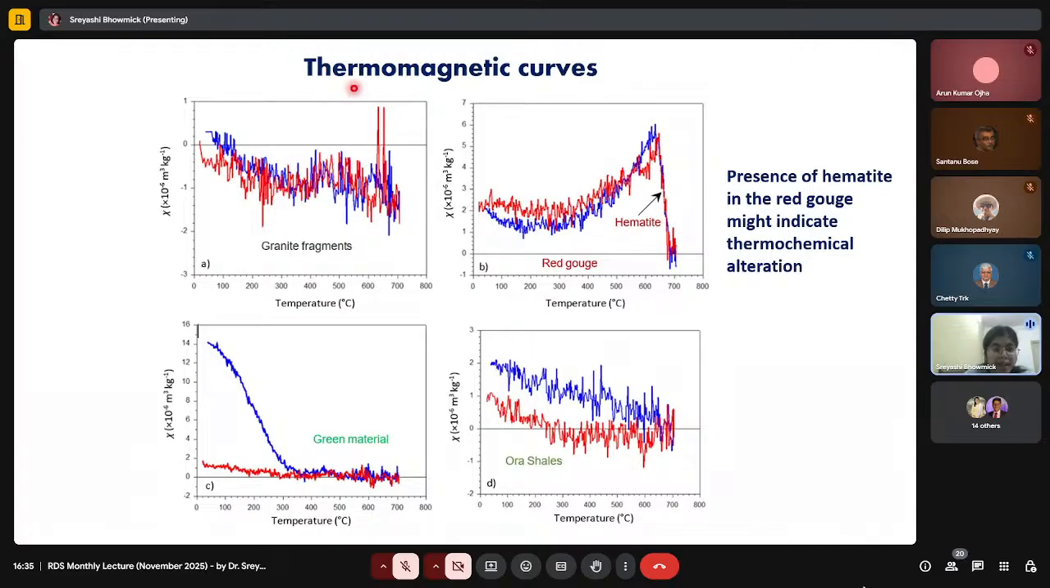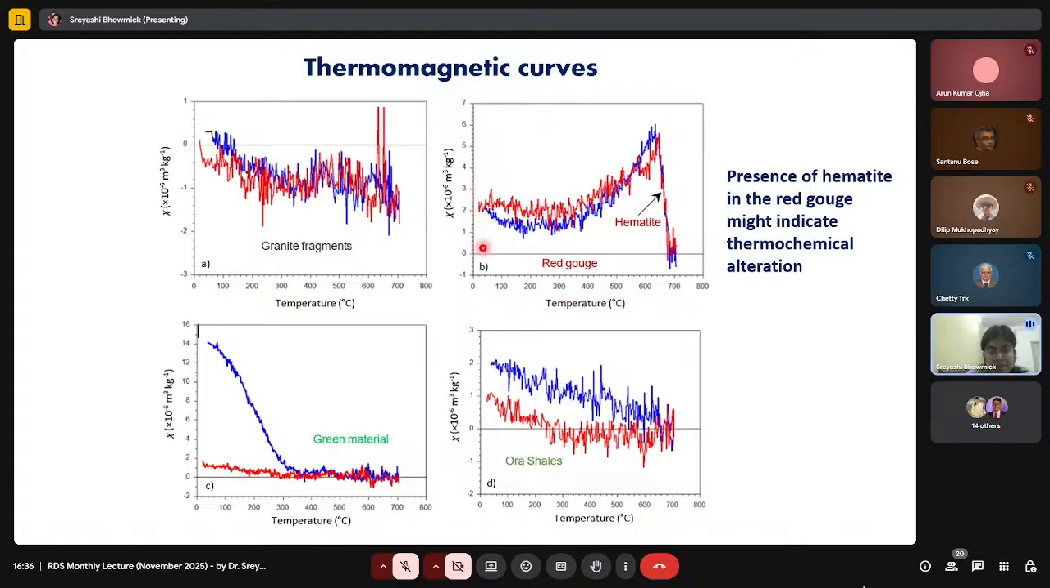So here we tried to investigate the magnetic properties, and we were mostly interested in the red gouge and the green material. Other than these two, we also used the granite fragments and the shales as reference samples. But we did not get a very good signal from the granites, the green material, or the shales, but we got an excellent result from the red gouge.